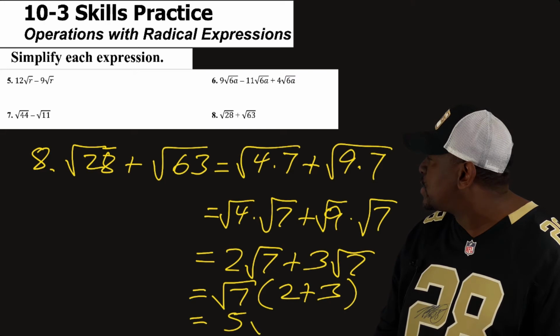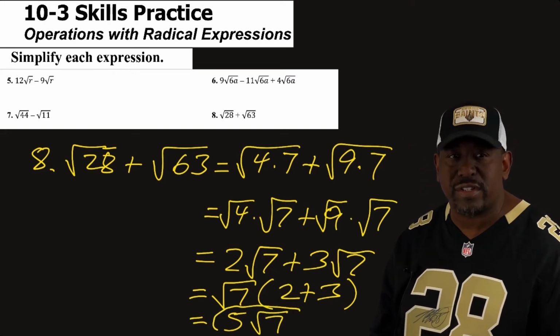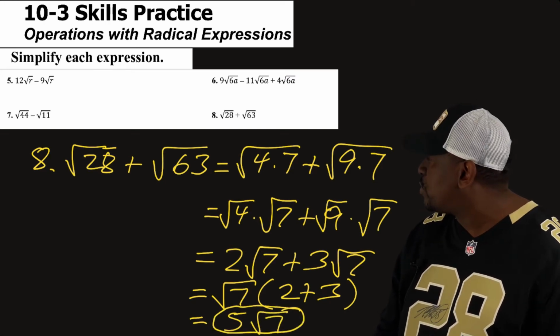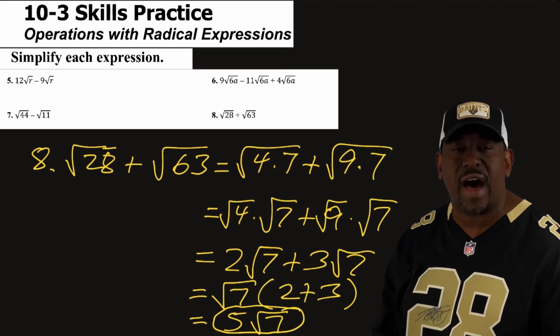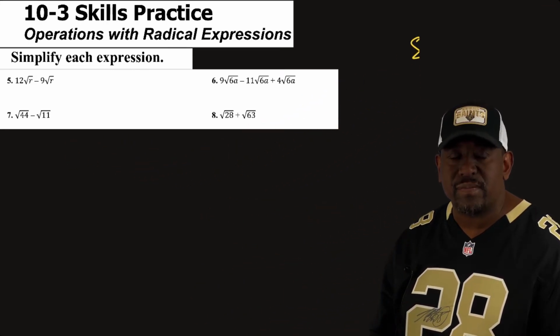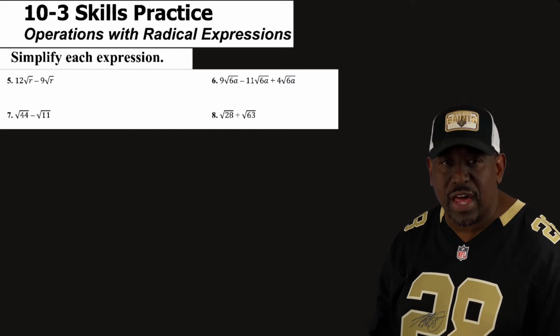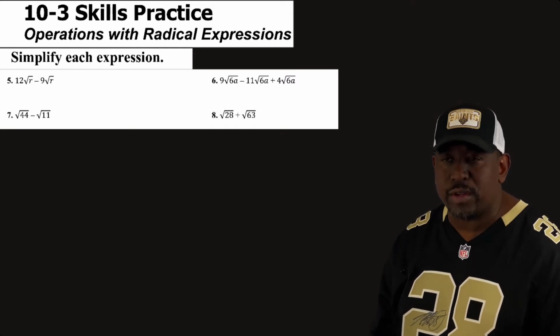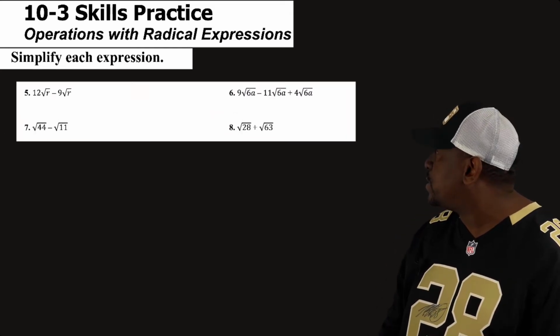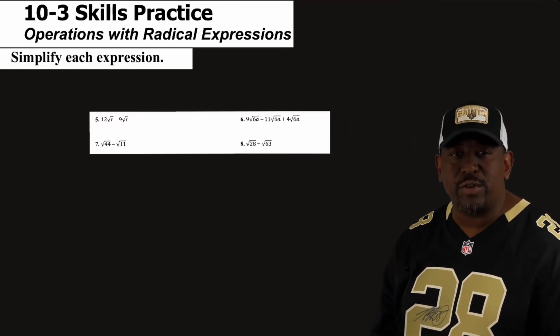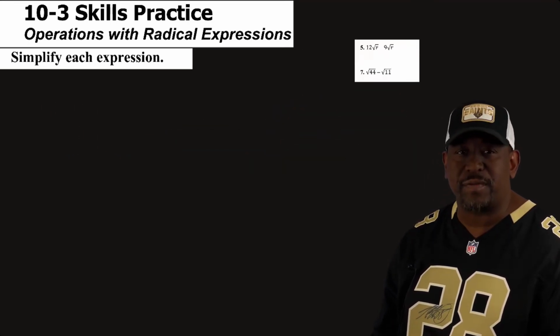Now you have a common square root, so you can factor out the square root of 7. We're left with 2 plus 3, which is 5, and our final answer is 5 times the square root of 7. So once you get a common radical like we did in the first set of problems, we factor that out just like we did here. So now we'll go to the next group of problems to simplify.